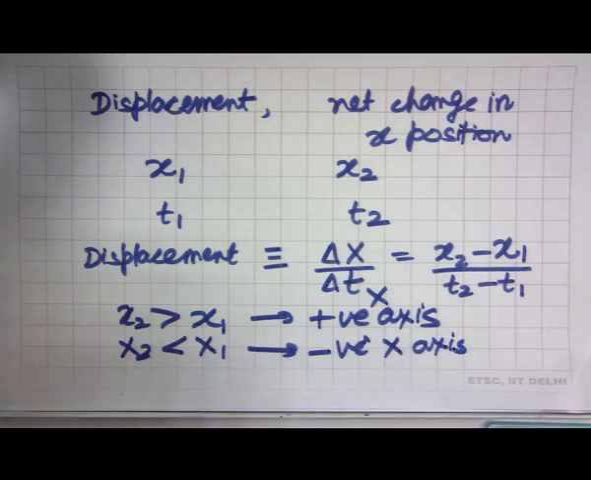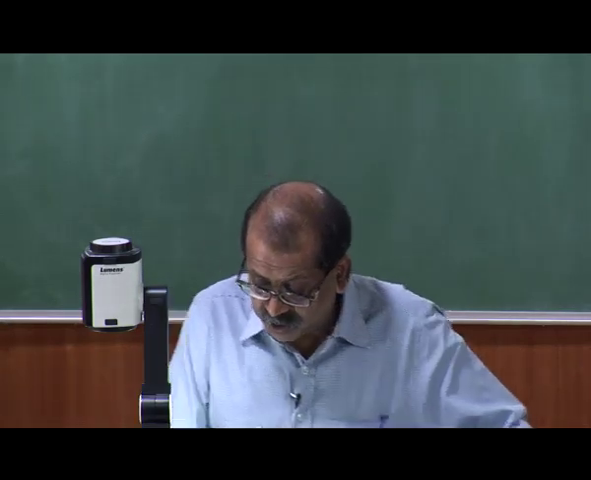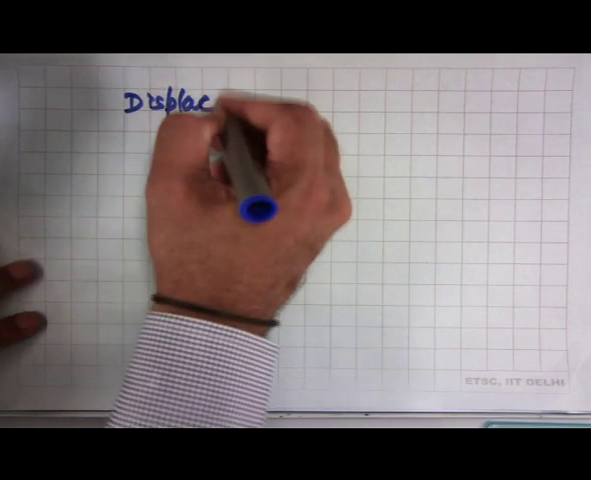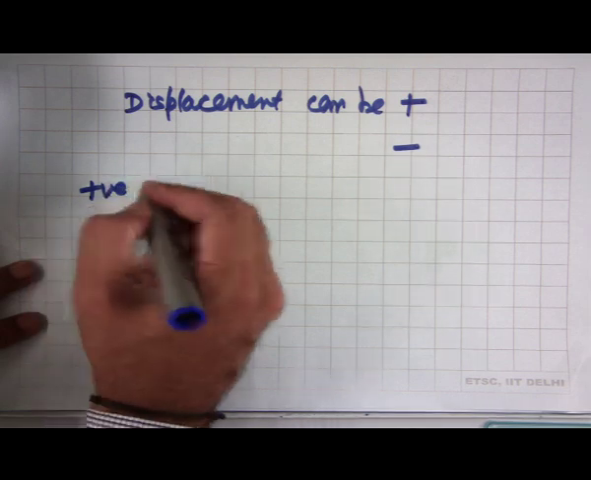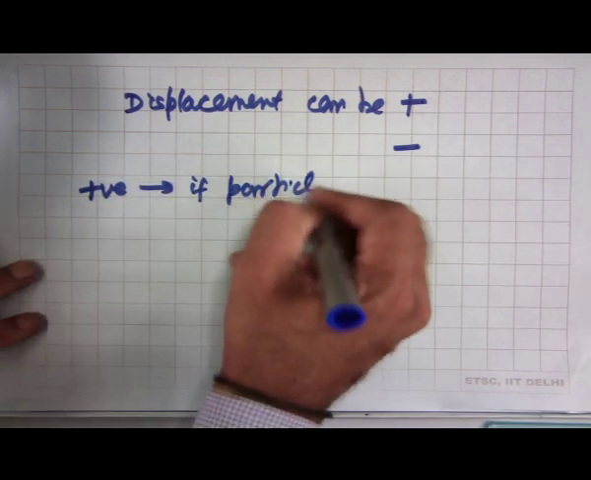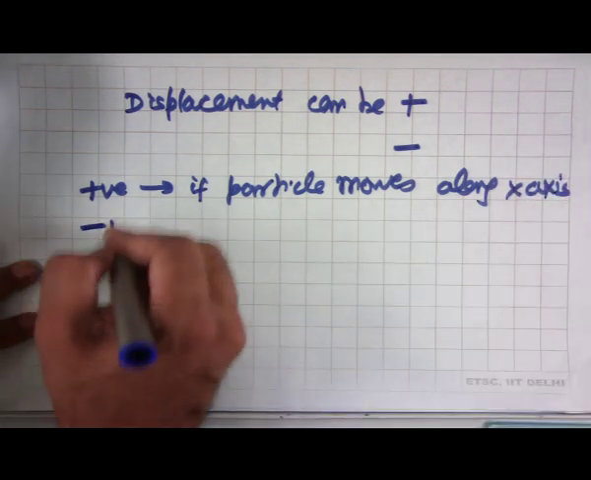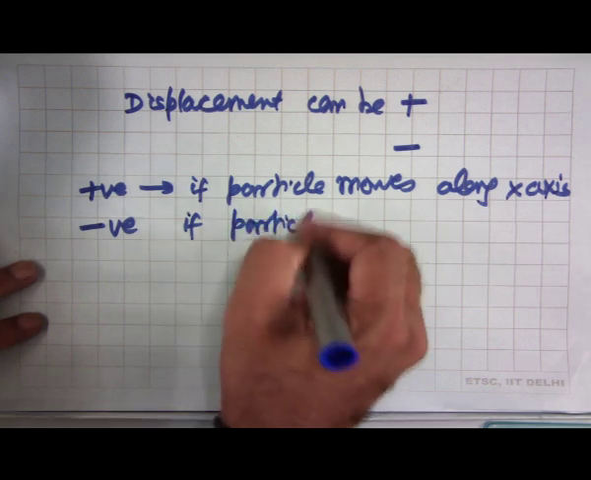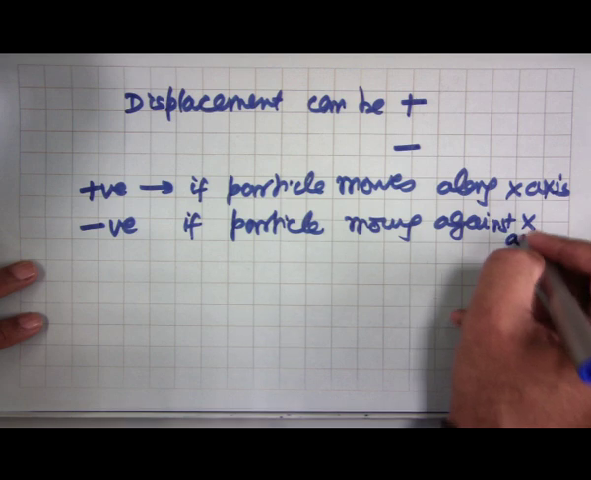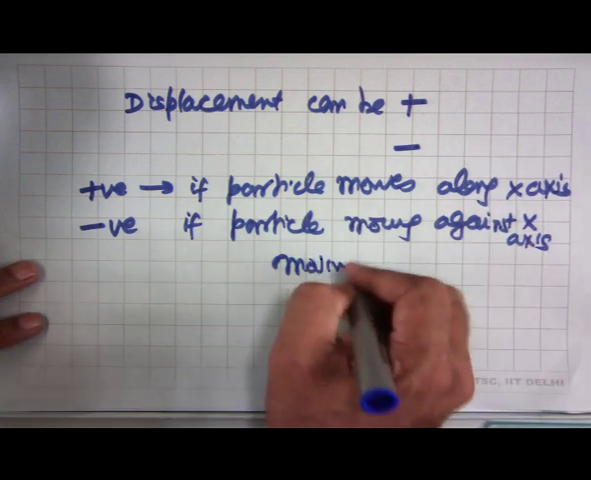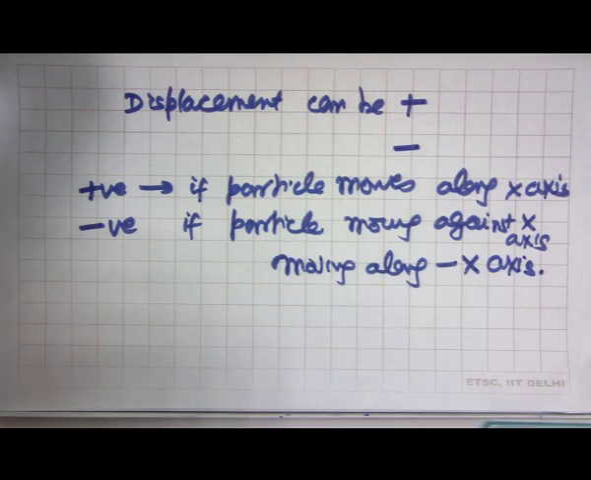So, if the particle is moving forward, displacement can be either positive or negative. It is positive if the particle moves along the x axis, and it is negative if the particle is moving against the x axis, or it is moving, as we would say, along the minus x axis. It is moving in the minus x direction, then we say this is displacement.